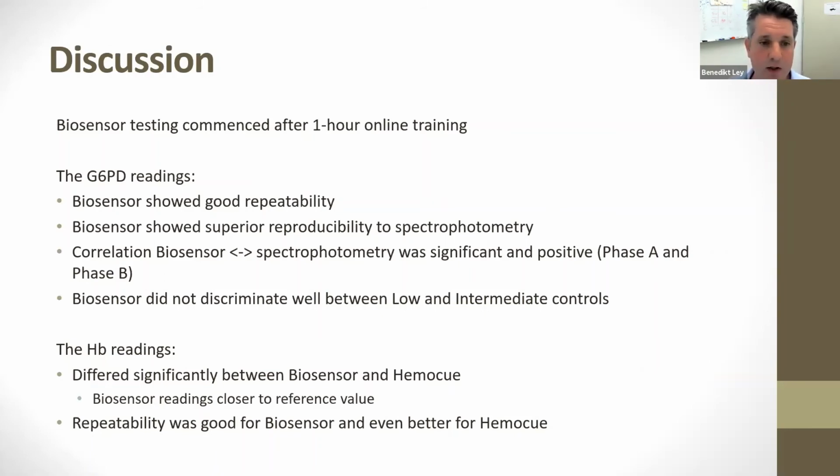The HB readings of biosensor and HemoQ differed significantly, with the biosensor readings being closer to the manufacturer recommended point estimate. While repeatability of HB readings for both machines was good, it was slightly better for the HemoQ.